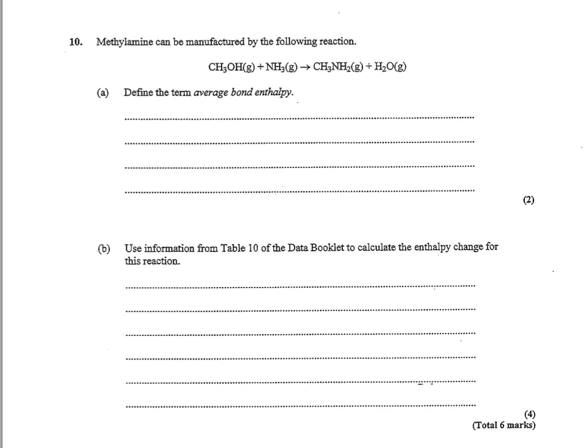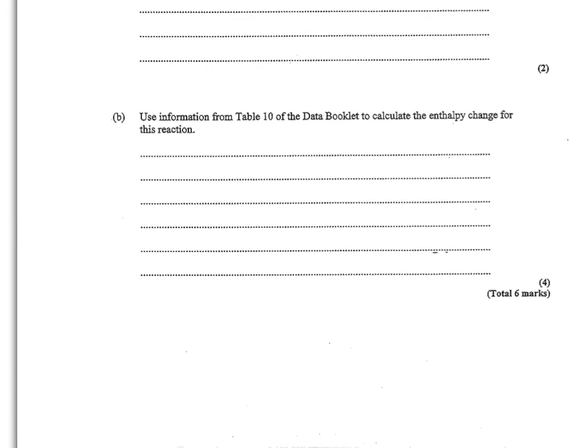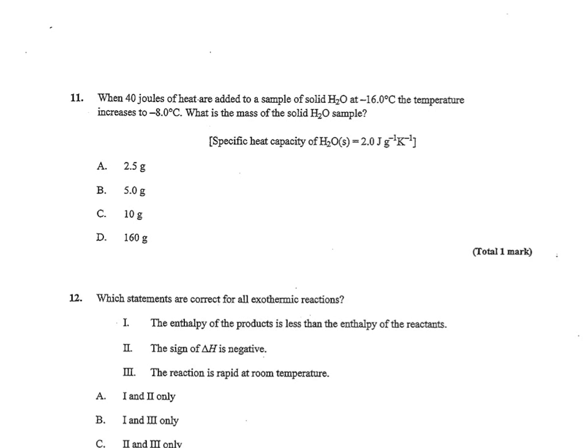And then number 10, I let you skip. So go on to the final page, 11 and 12, a couple of multiple choice. When 40 joules of heat are added and the temperature increases, this is as easy as it appears to be. I just need to plug into mcΔT. I've got 40 joules. I'm trying to find mass. I've got 2 and 8. So this is going to end up being just 2.5 grams.